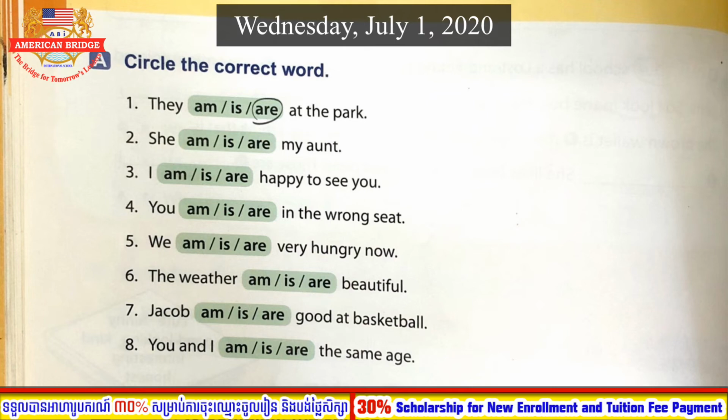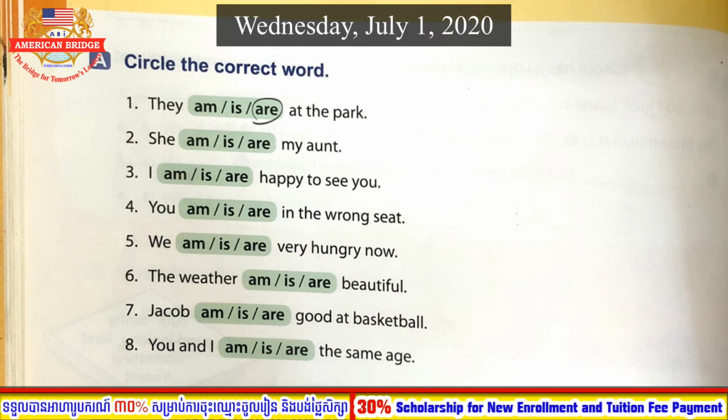So what is the answer? You and I am the same age, or is the same age, or are the same age? So now let's look at our subject. Our subject is you and I. So how many people? 2 people, right? So 2 people is plural. Plural we have used are. You and I are the same age.